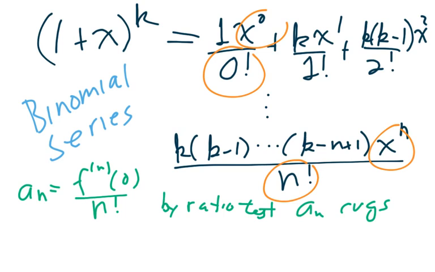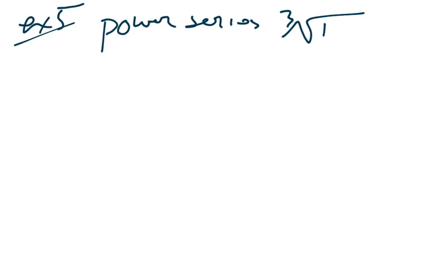So let's move on and do another example here. I'll just look right at example 5, and you'll see why the binomial series is so interesting. Let's find the power series for the cube root of 1 plus x. So this is a power series. That means we could just use a few of these terms and do an approximation.